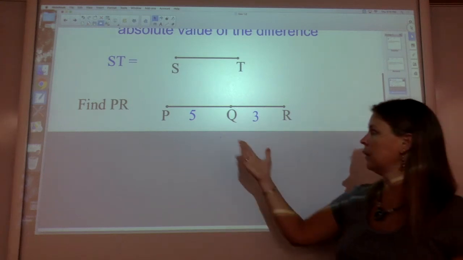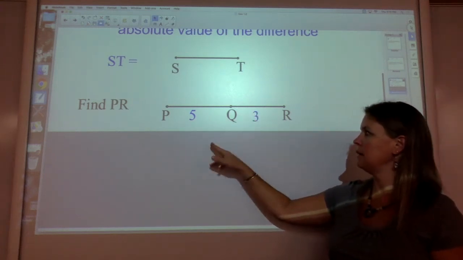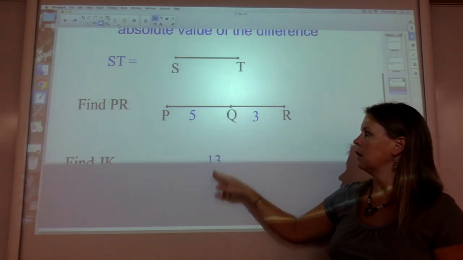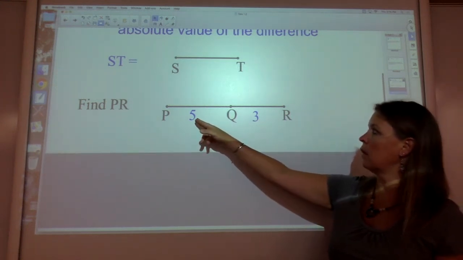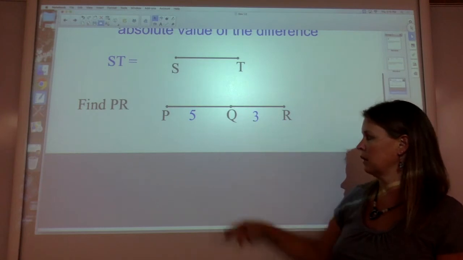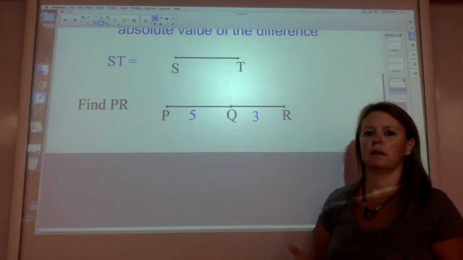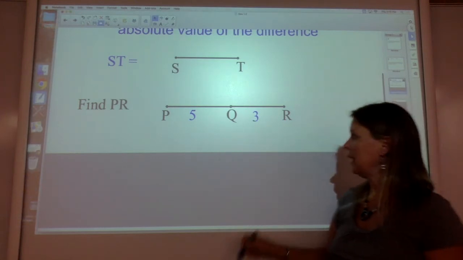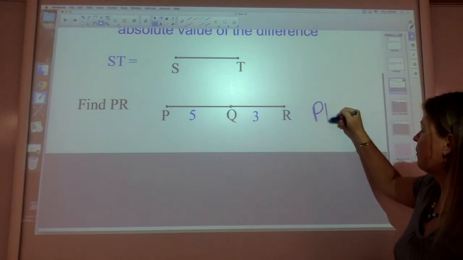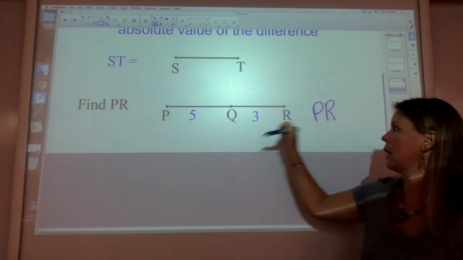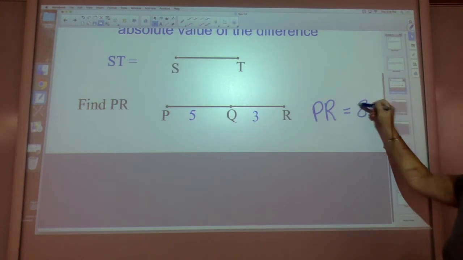Okay, come back to me when you're ready. We want to know from P to R. We are going to go 5 plus 3. The measure of segment PR is 8. But I don't write 8. I write capital P, capital R, those are the 2 endpoints, equals 8.